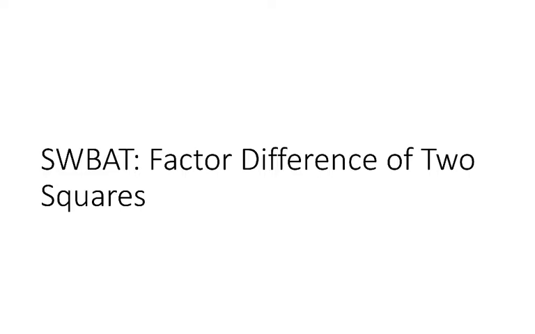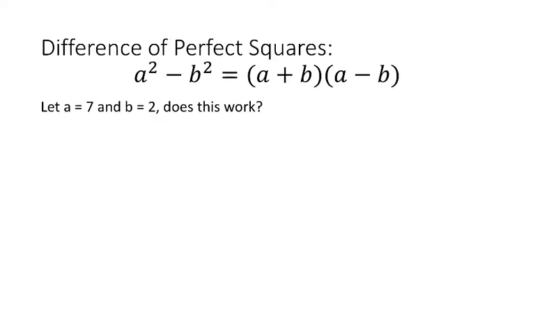Honeycutt's math class. All right, for this little video, we're going to work just on factoring the difference of two squares. Again, this is one of these big patterns. So this is what it is. a squared minus b squared is equal to a plus b times a minus b.